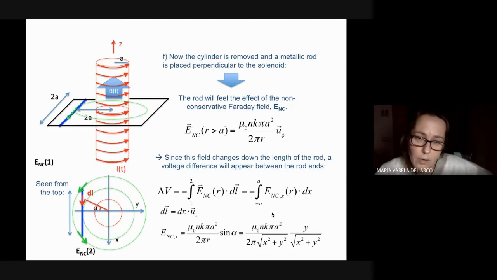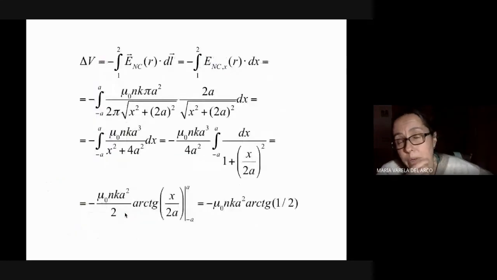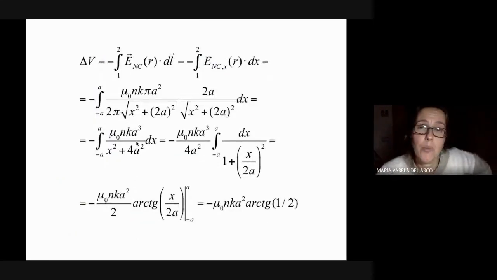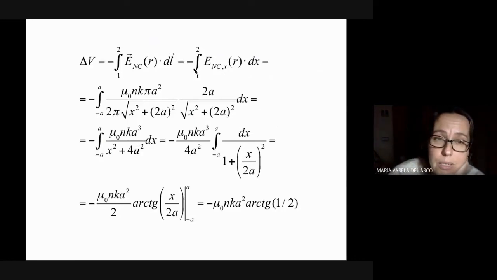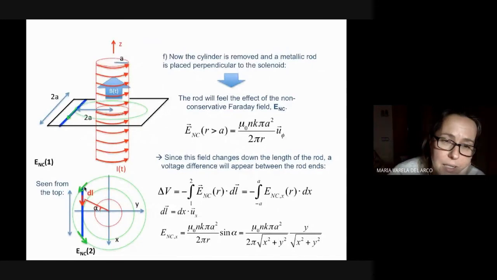Okay? I'm talking about this one, and if I call this coordinate x and this one y, I can say the r coordinate is the modulus, the square root of x squared plus y squared. The sine of alpha is y over r right there. So that is the x component of the electric field. I'm going to put that in here, and I'm going to integrate from 1 to 2, which, by the way, is the point where x equals minus a all the way up to x equals plus a.